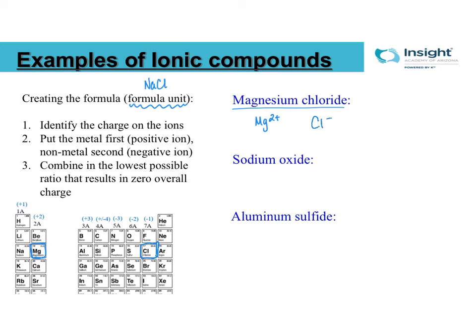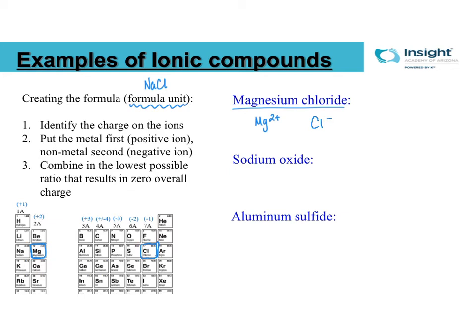So when it comes to writing out the formula, your metal is going to come first, always, and your nonmetal will come second. Or really, the positive ion comes first and the negative ion comes second. And then you're going to combine these in the lowest possible ratio to get an overall zero charge. So this one's a fairly easy one.